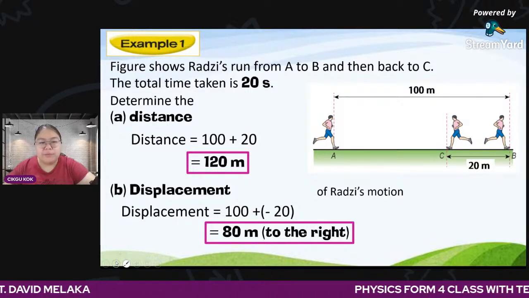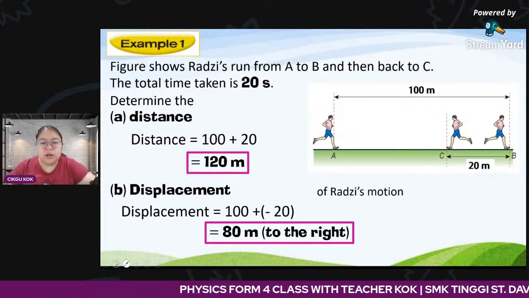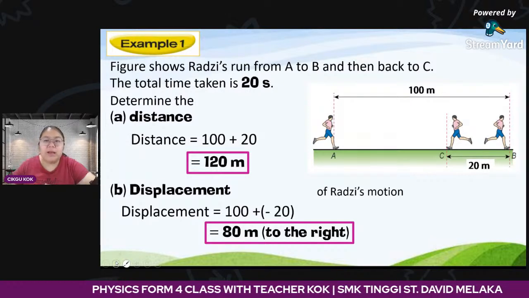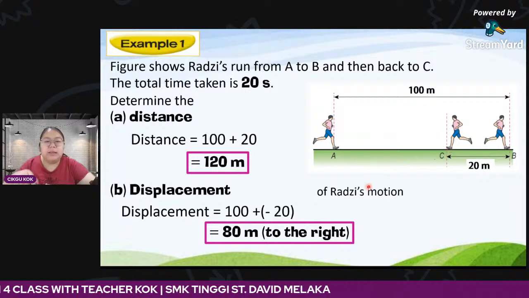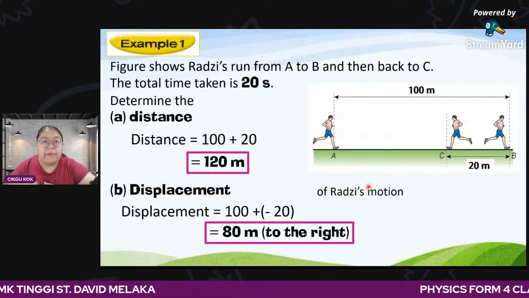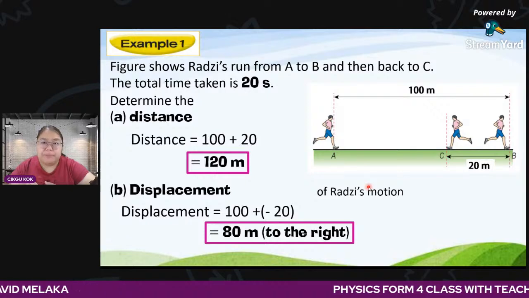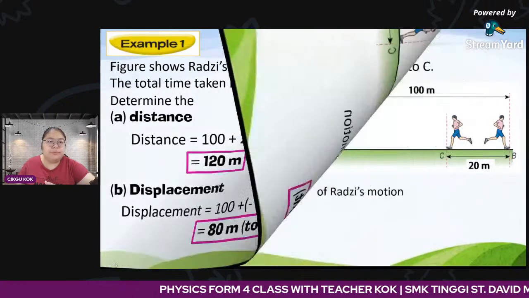Many of you never mentioned the direction. So the direction is to the right. 80 meter is from A going to C. So it is 80 meter to the right. You need to mention the direction for the displacement. Then we go to the next question.